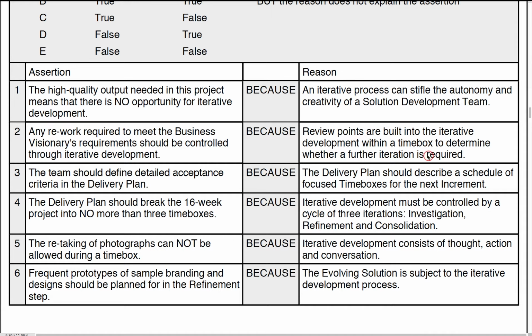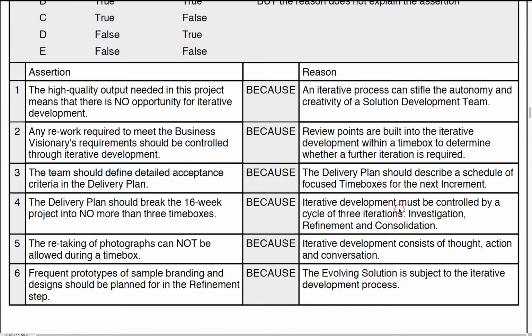So that's true. Number 3, the delivery plan should describe a schedule of focused time boxes for the next increment. Well, this is always very true. This is what the delivery plan is about. It's about the scheduling of time boxes through the increments, not any other planning at all. So that's a true statement.